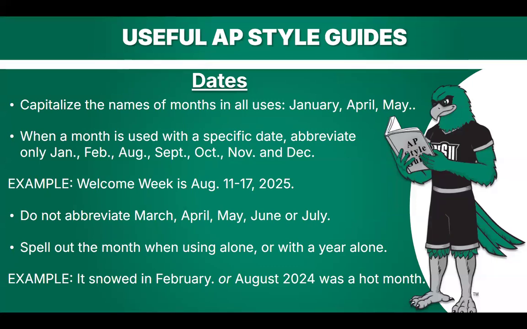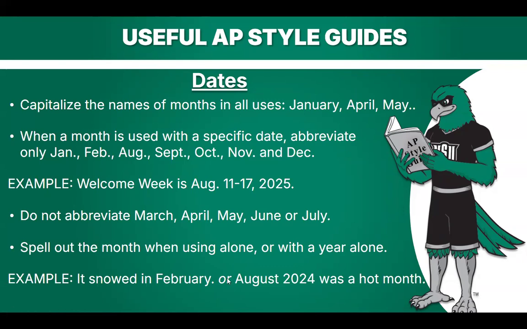One style would be the dates. So we capitalize the names of months in all uses, all the months. And then when a month is used with a specific day, abbreviate only the longer months, January, February, August, September, October, November, and December. Like example, Welcome Week is Aug. 11 through 17, 2025. Do not abbreviate the shorter months, March, April, May, June, or July.